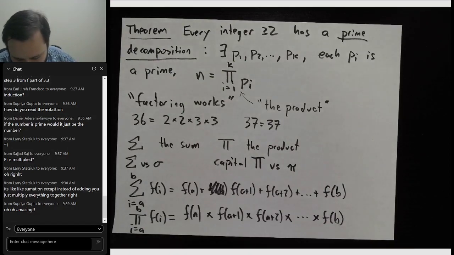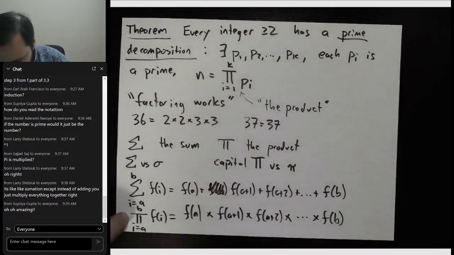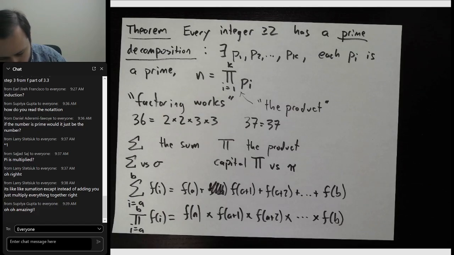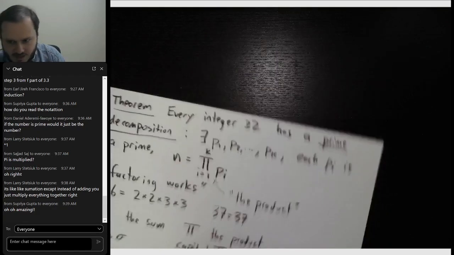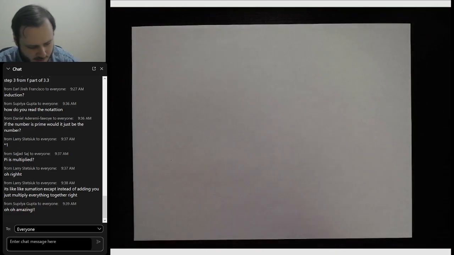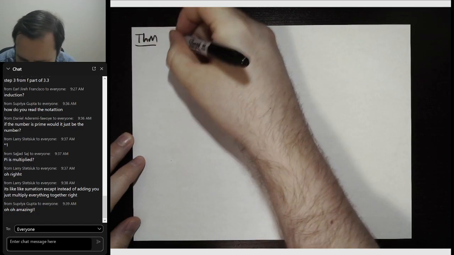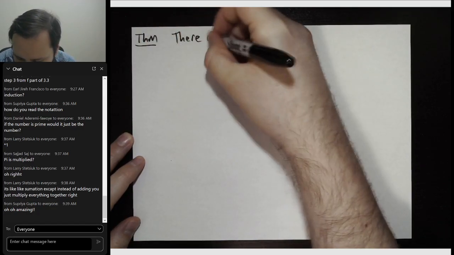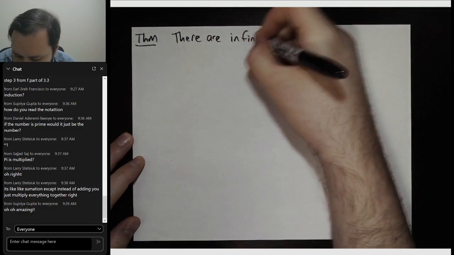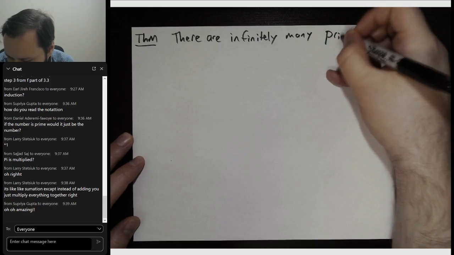Okay, let's do another theorem. There's a nice comment about this, but I'm going to skip over it for the sake of time. Theorem, again, a thing that seems true, but we should prove it. There are infinitely many prime numbers.